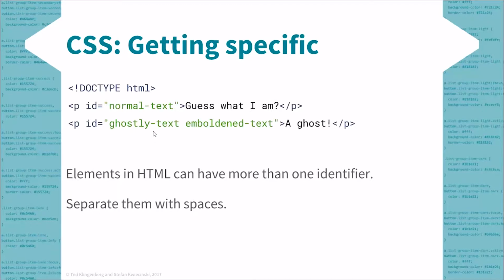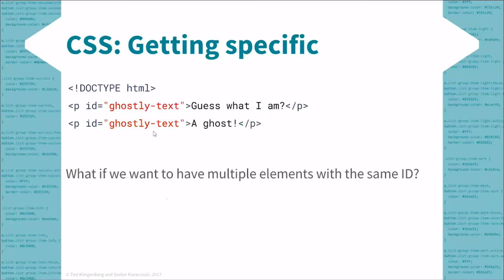Now, if we want, we can have more than one ID. We're not just limited to one. We can have multiple IDs, but those IDs have to be unique. And we separate those with spaces. That's why we can't have spaces in our identifiers. The browser is going to think that it's actually two identifiers. So that's why we can't use spaces.